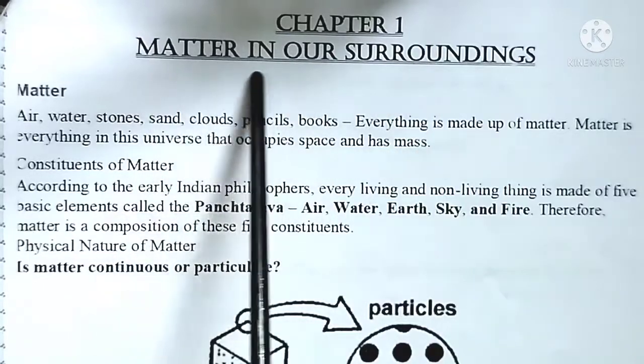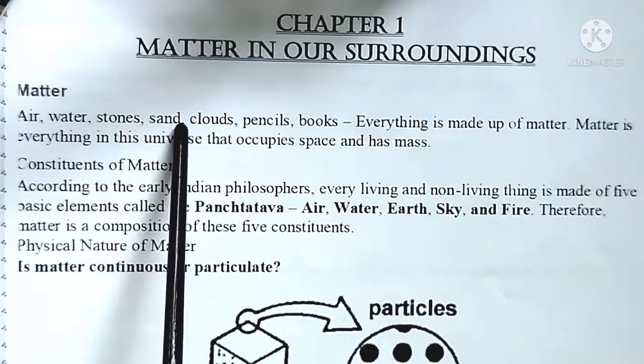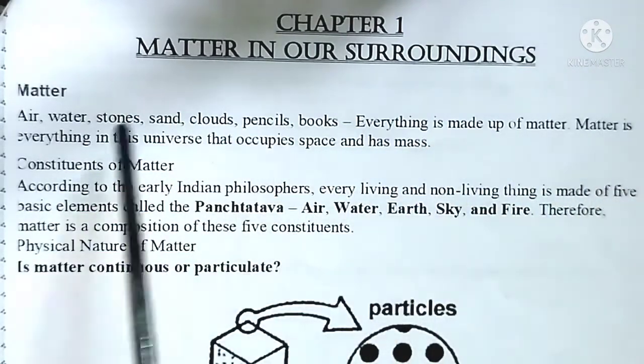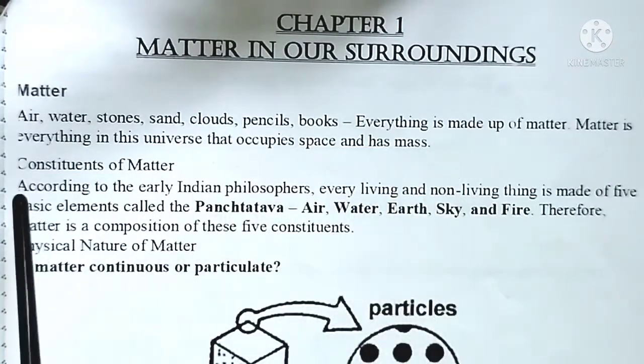Chapter 1: Matter in our surroundings. Matter. Air, water, stones, sand, clouds, pencils, books, everything is made up of matter. Matter is everything in this universe that occupies space and has mass.